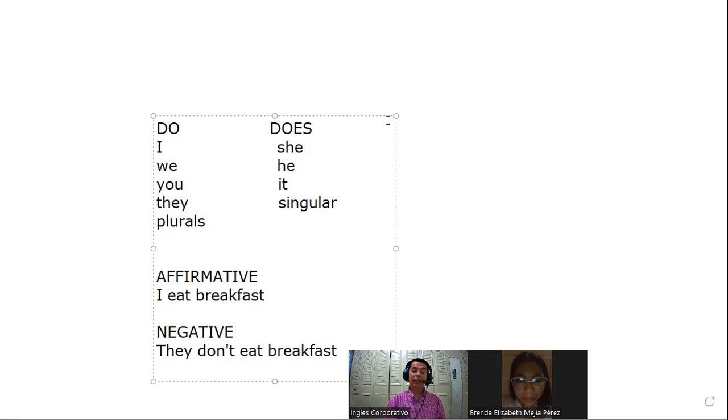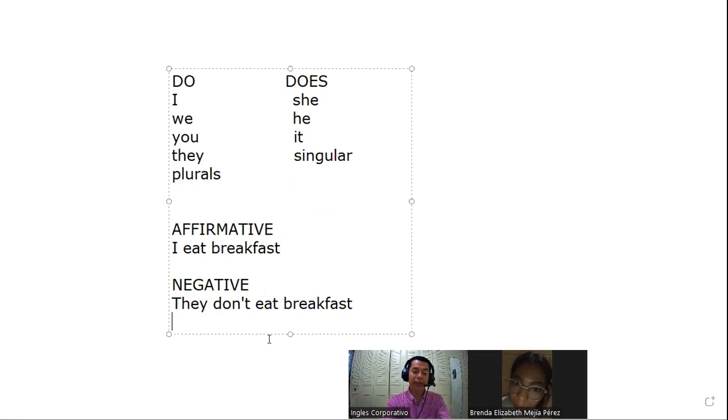Y si es tercera persona, he, she, it, o alguien singular, pongamos mi hermano, my brother. ¿Cuántas personas son mi hermano? Uno. Entonces vamos a does, porque todos los singulares, does. Luego, el not contractado: doesn't eat breakfast. ¿Sí?